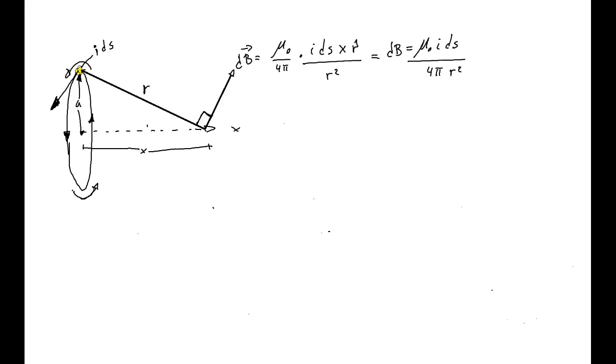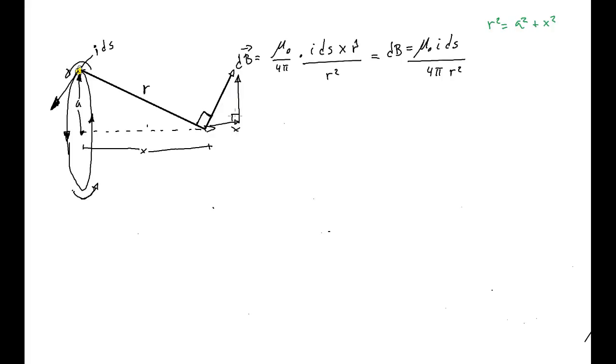Okay. Now, if we go all the way around this, notice that everywhere you can break this down into a component this way. This would be dB parallel, along x, and a component this way. We'll call this dB perpendicular to x. Agree? Does that make sense?